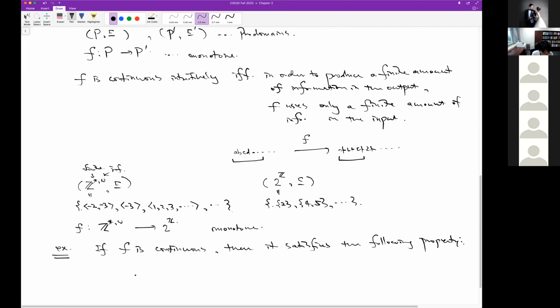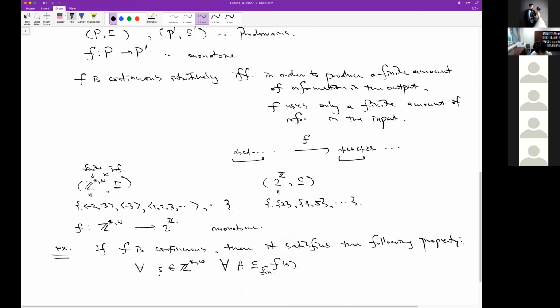What does the property say? The property says: for all inputs, for any sequence S in Σ* ∪ Σ^ω, finite or infinite, and for all finite subsets A of F(S) — this is a finite subset. So what does this mean?